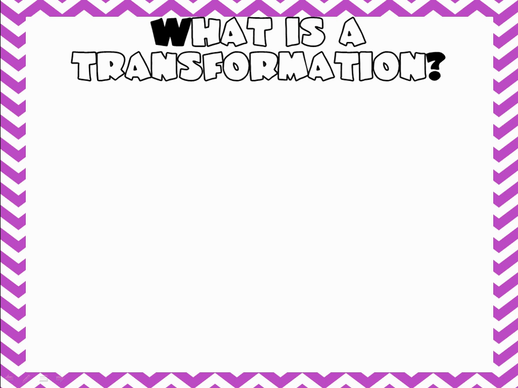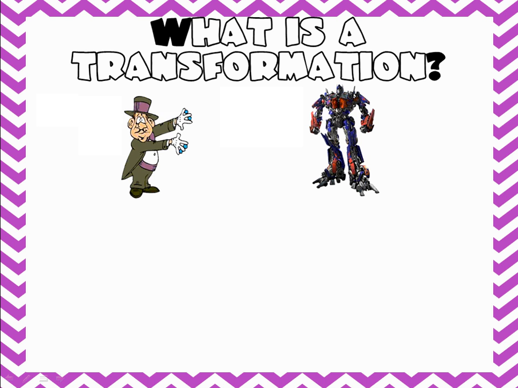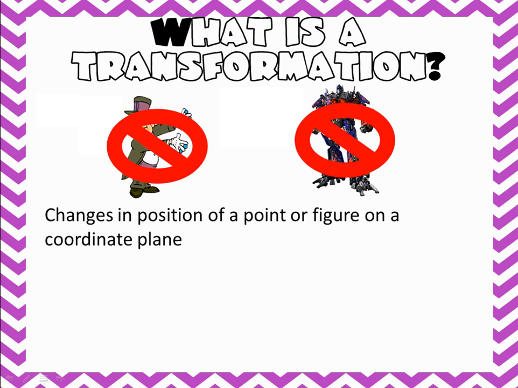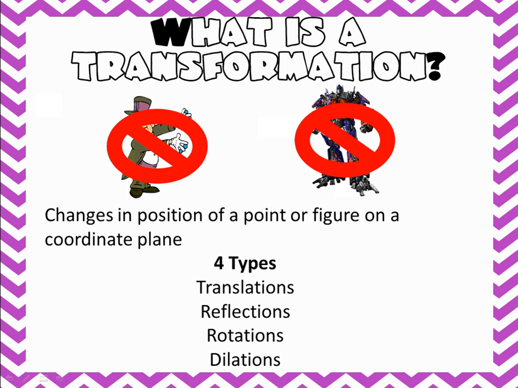Okay, what is a transformation? Some may think that a transformation is when a magician takes one object and magically changes it into a different object. Or some people may have said, Transformers? Well, both of those in this case, they're wrong. Transformations are changes in positions of a point or figure on a coordinate plane. For our discussion, we're going to talk about 4 different types of transformations: translations, reflections, rotations, and dilations.